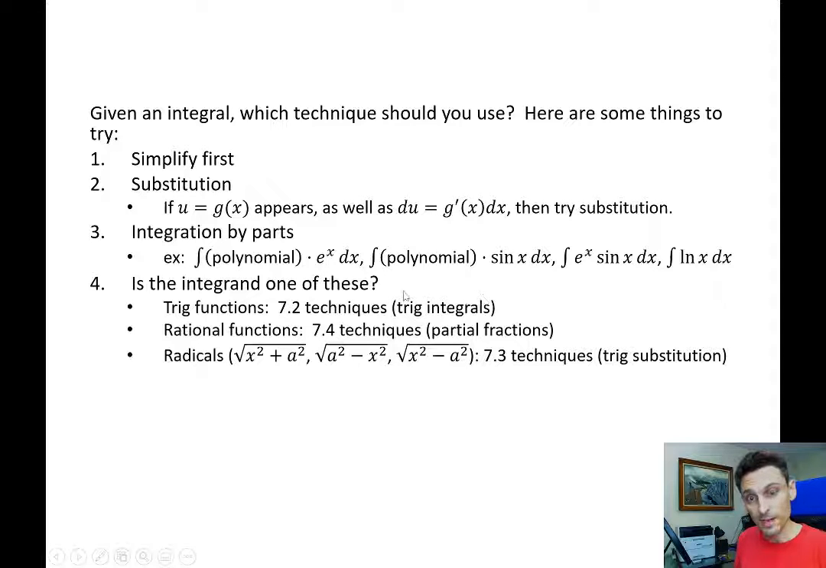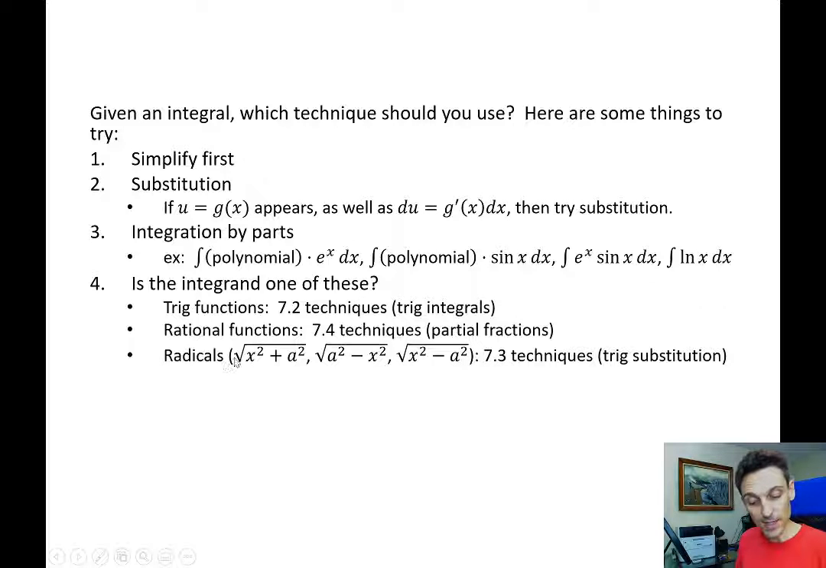Now, some of the new techniques that we've just learned in Chapter 7, in addition to integration by parts, are the 7.2 techniques, which were trig integrals. That's if you have sines, cosines, secants, tangents raised to powers multiplied together inside of an integral, then you can think about using those techniques from 7.2. If you see a rational function, a polynomial over a polynomial, you can think about using the techniques from 7.4, the partial fraction decomposition technique.